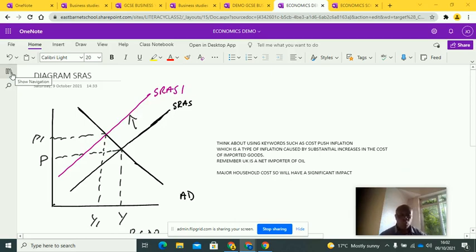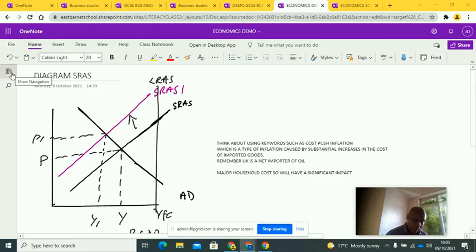Now, if you want to know where YFE is, let's draw a YFE. Let's draw full employment here. Okay, so that is our LRAS, we'll label it up there, and YFE. That will give you a better perspective of how far we are from full employment. Now we're at Y1. So you can obviously see the negative output gap has increased.